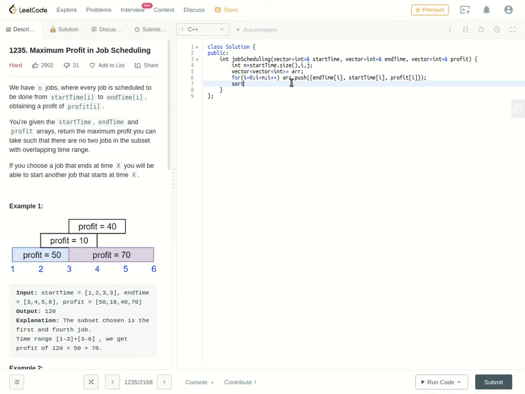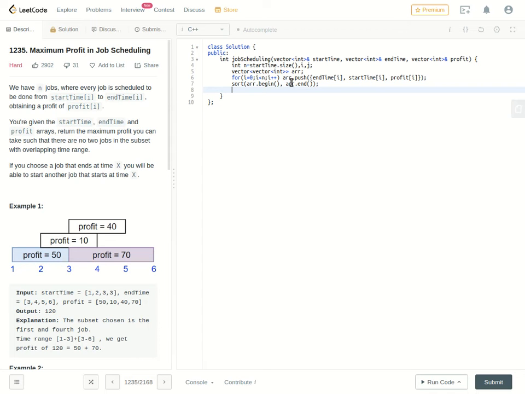So you can directly use the sort function on the array: sort of array.begin and array.end. This will sort it based on the end time, because we can go on picking the jobs based on the end time, and all the jobs which can be picked without overlapping.